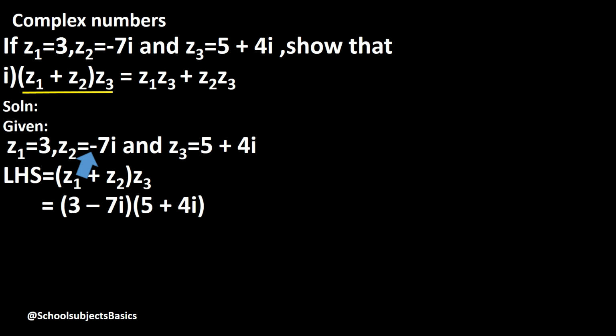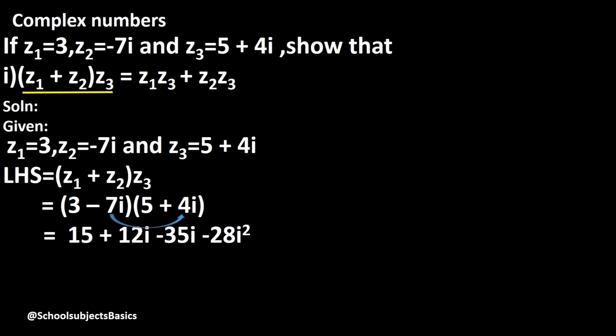So now we have to multiply 3 into (5 plus 4i), then minus 7i into (5 plus 4i). First, 3 into 5 is 15. Next, we multiply 3 into 4i, so that is plus 12i. Now we have multiplied with 3. Next we multiply minus 7i into (5 plus 4i). So minus 7i into 5 is minus 35i. Then minus 7i into 4i is minus 28i square.